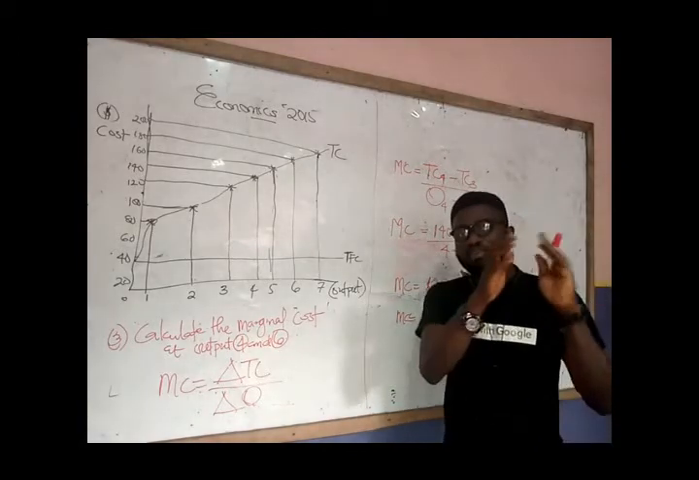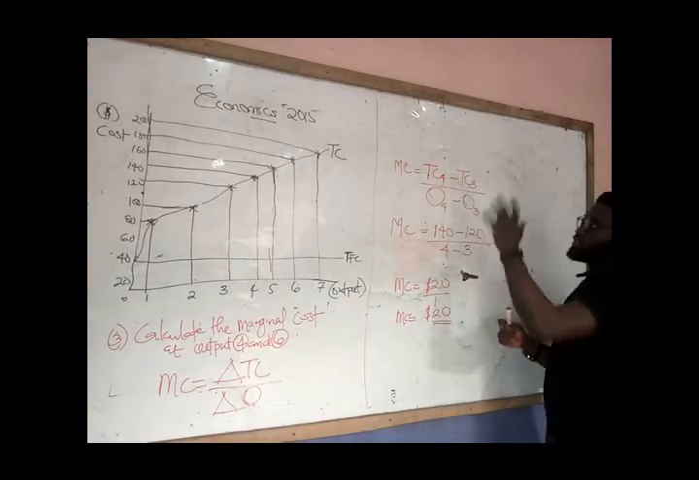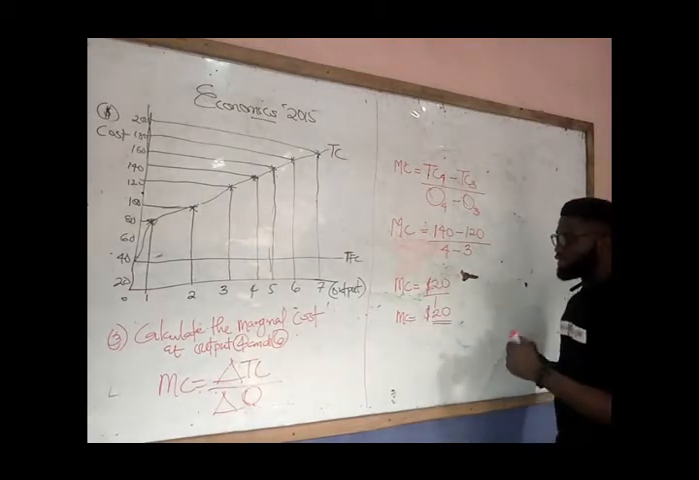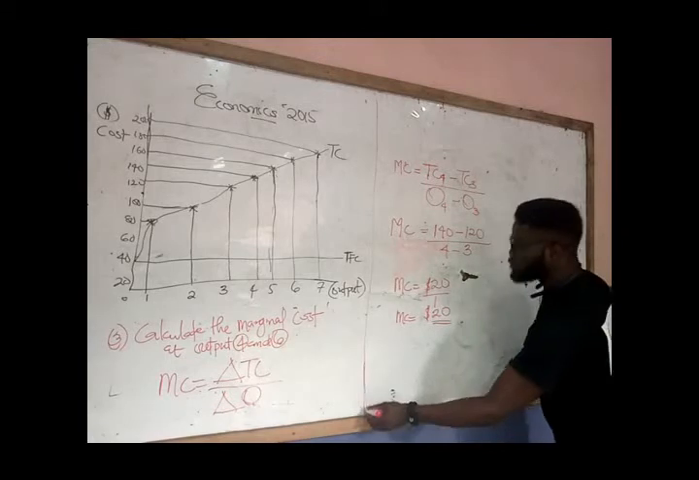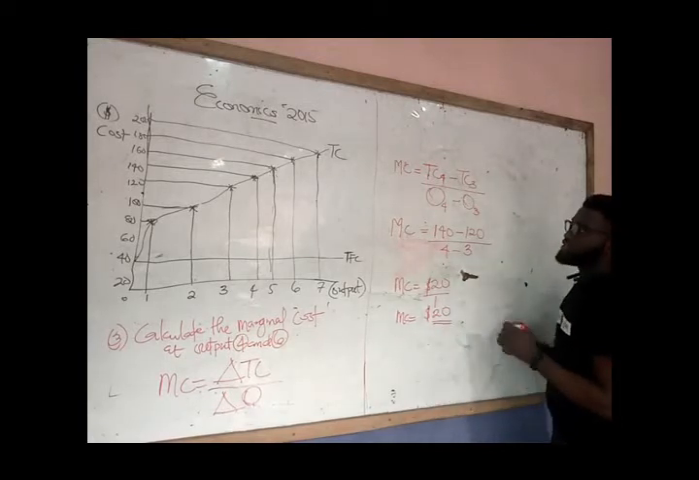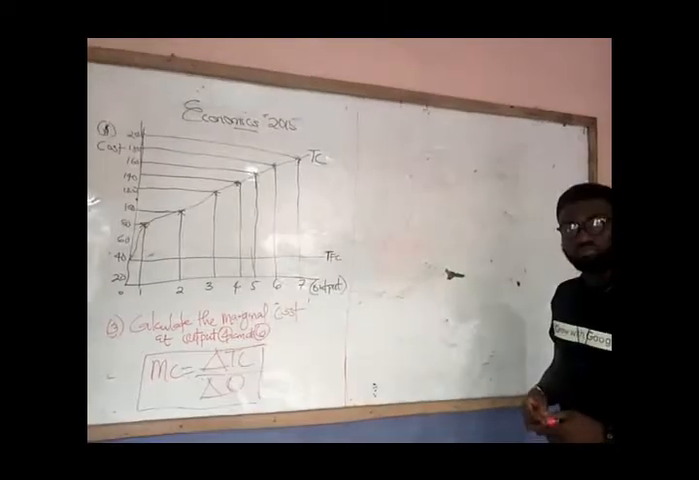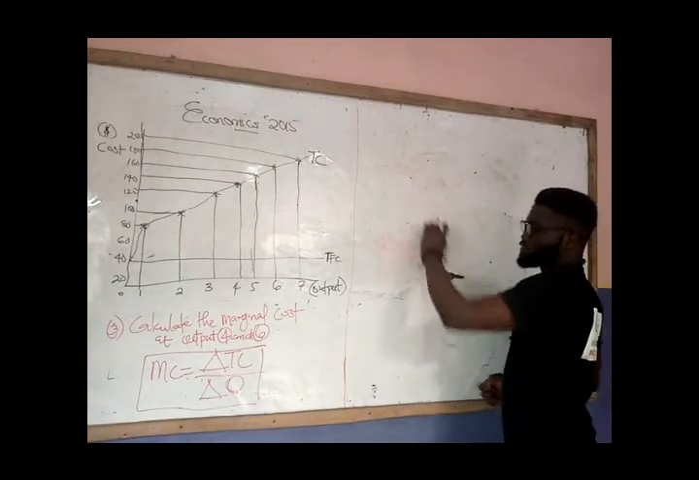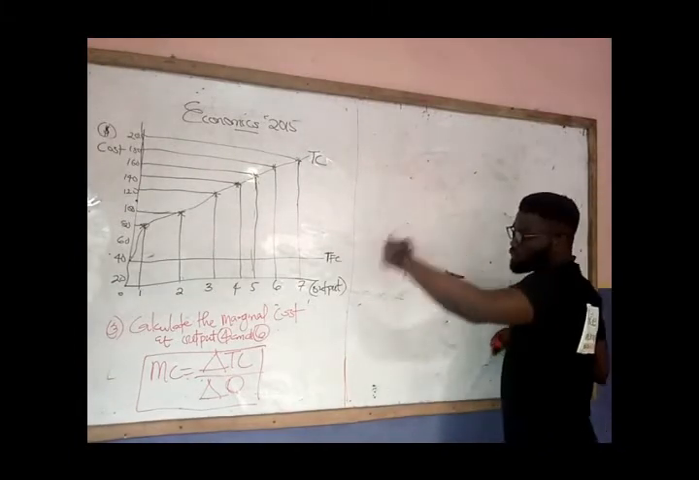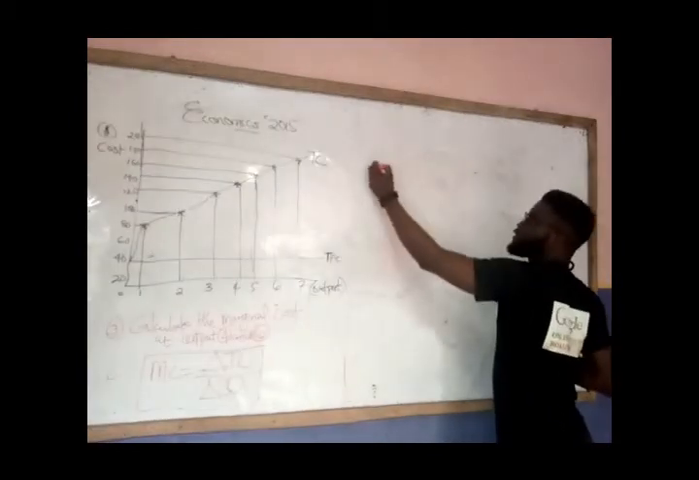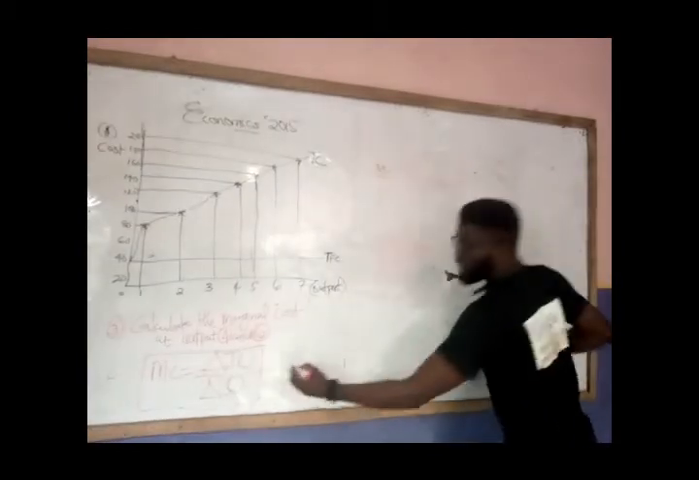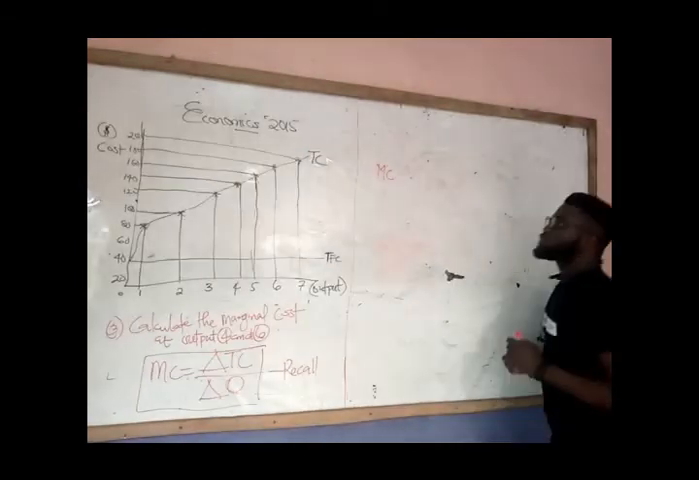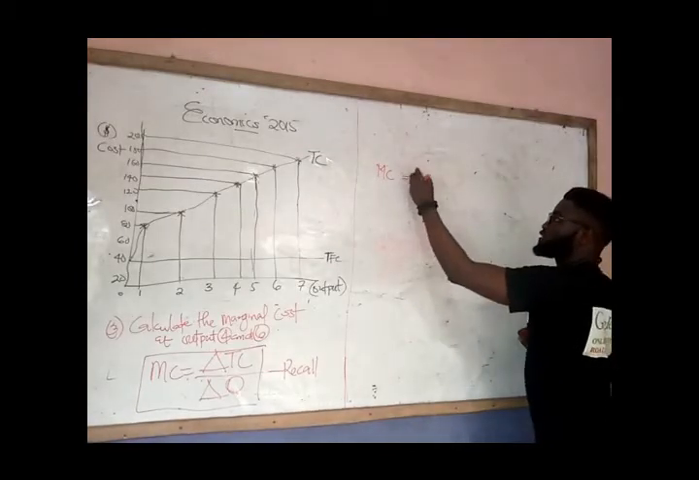Now, can you try? I'm giving you 30 seconds to try the other one. Okay? So, don't worry. By the time you are trying, let me keep solving. Then you need to check if your answer is in sync with what I have just solved. So now let me solve that. I know you've tried, so let me solve this. At 6 now, MC, don't forget the formula. Always recall this guy. He's your best friend now.